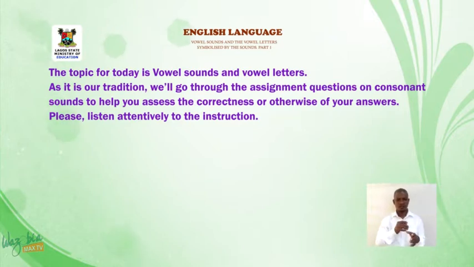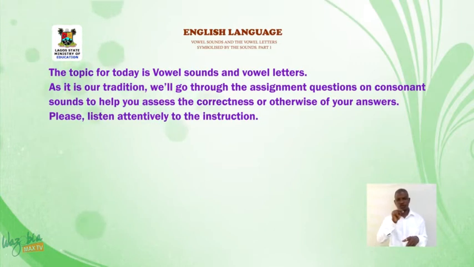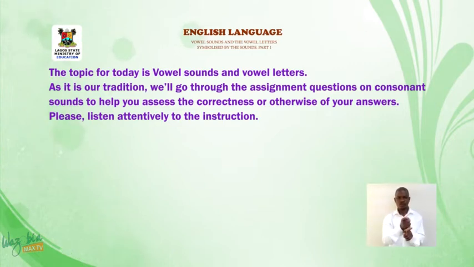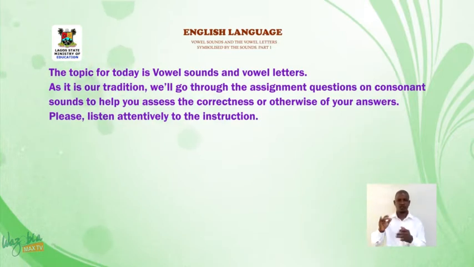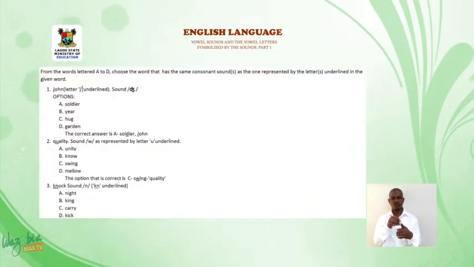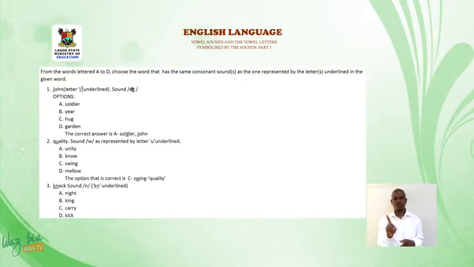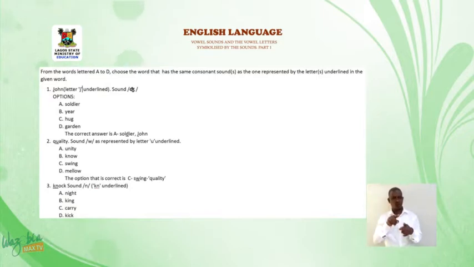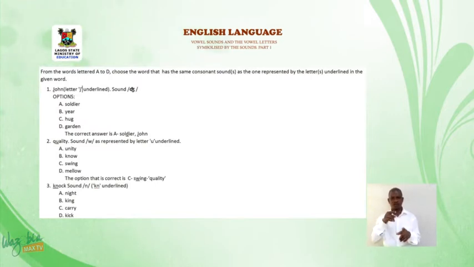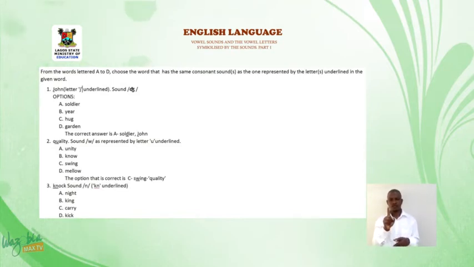As it is our tradition, we'll go through the assignment questions on consonant sounds to help you assess the correctness or otherwise of your answers. Please listen attentively to the instruction. From the words lettered A to D, choose the word that has the same consonant sound or sounds as the one represented by the letter or letters underlined in the given word.